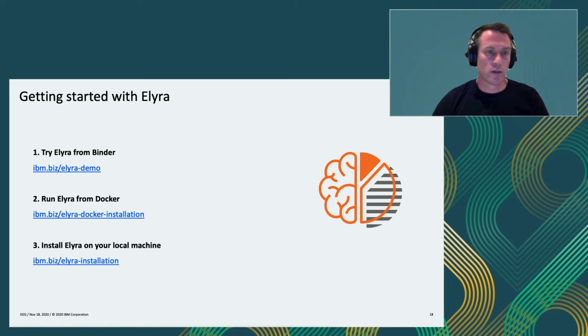So Elyra is an open source project. Then there are a few ways to get started. You can either go to Binder and start it with no installation from your web browser. You can use the pre-built Docker containers, or you can install Elyra on your local machine. There are the links here to check it out.